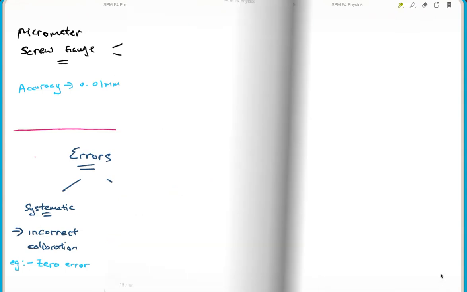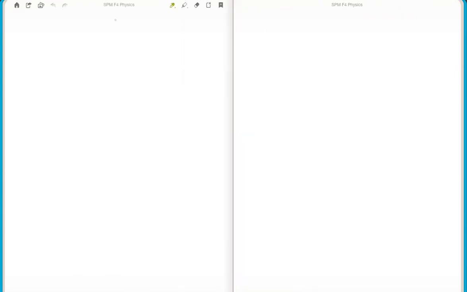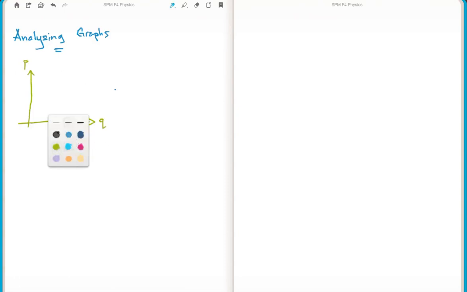Before the end of this video, we are going to go through the last one, really the last one, which is called analyzing graphs. It's relatively important. So, if you have a graph, maybe it doesn't really matter what quantities they are, P and Q, but the graph looks like this, a curve going up.